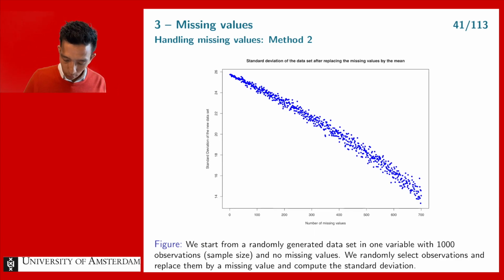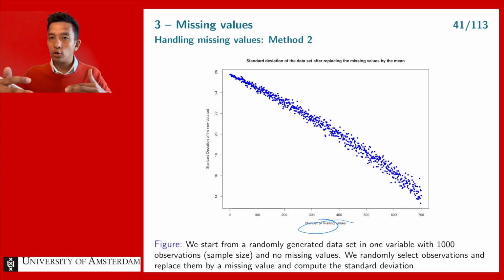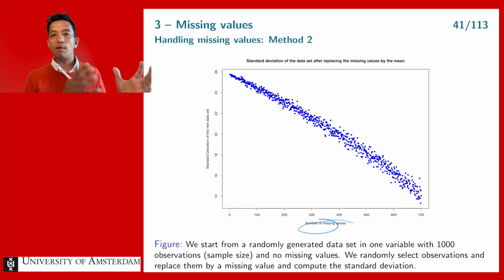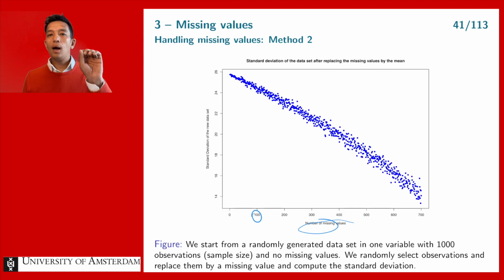method 1. On the x-axis, I indicate how many missing values I have in my data set. So I just repeat what I did on the previous slide. I have my data, I generate 1000 observations. I say I have, for example, 100 missing values. So I randomly select 100 observations. I add missing values. And then I start with that data set. I locate the missing values, 100 in this case, replace them with the sample mean and calculate the standard deviation. And then I say, let's do 101 missing values, then 102, and so on. And each time I get a standard deviation.